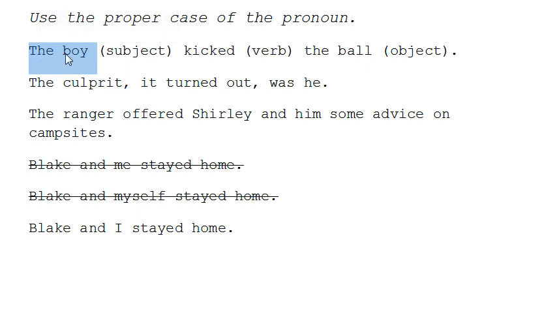The boy kicked the ball. The boy is the subject, and the ball is the object of the verb.